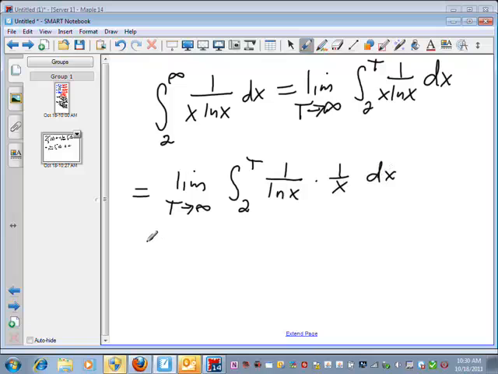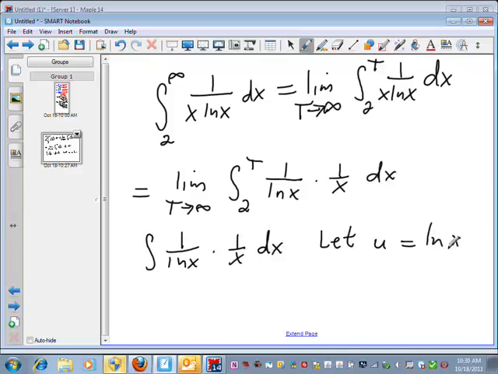Right, so we'll step aside and we'll say, well, 1 over the natural log of x times 1 over x dx. We need that antiderivative. We'll let u equal the natural log of x. Then du is 1 over x dx. I'm worried. I don't think that's going to work.